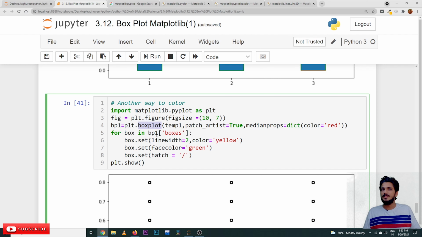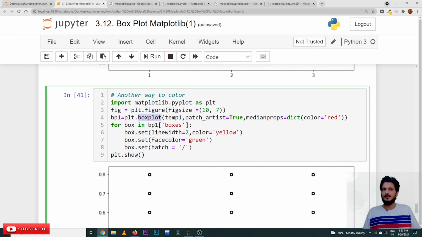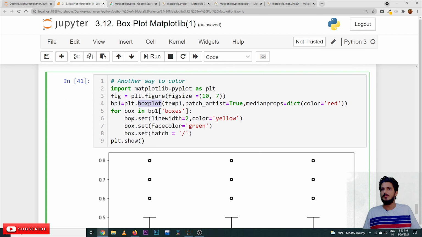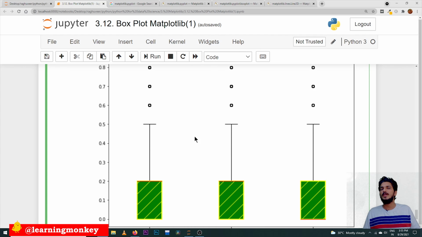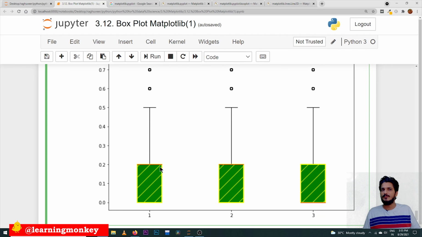From that it is placed in a loop, and we are taking one by one, box by box. box.set line width equal to 2, color equal to yellow. box.set face color equal to green. box.set hatch equal to slash. So this is how we can use. See, we have given the face color and the edge color. Line width has been increased. That's why this yellow color is visible.